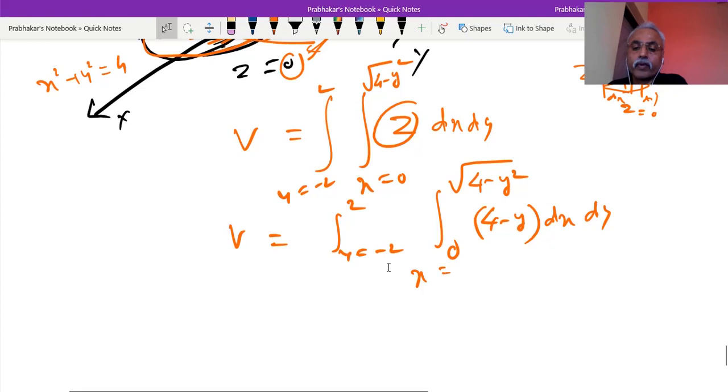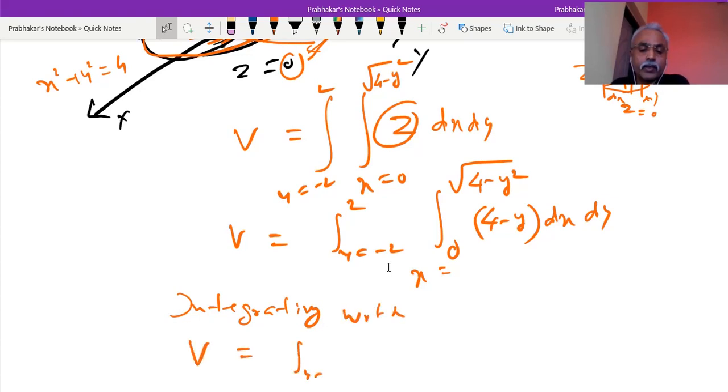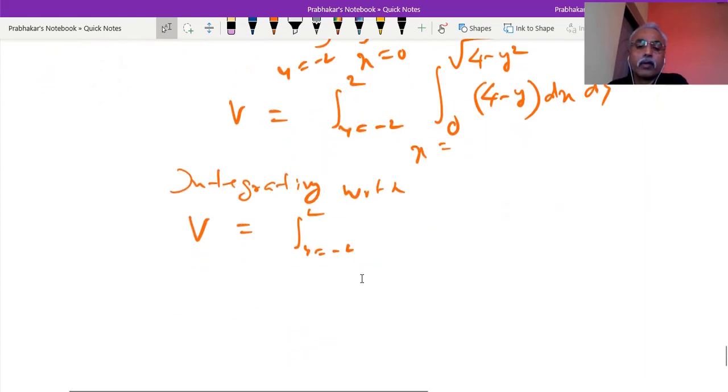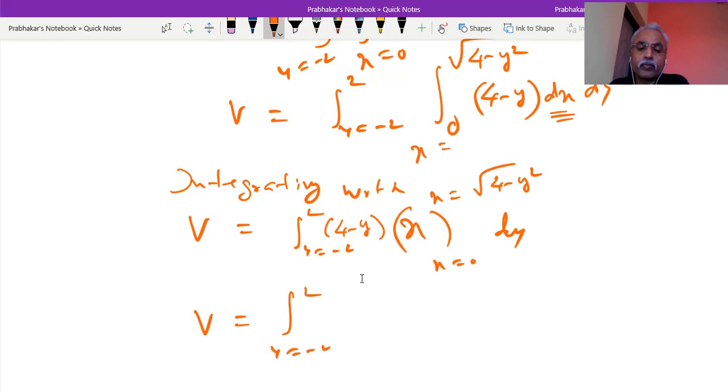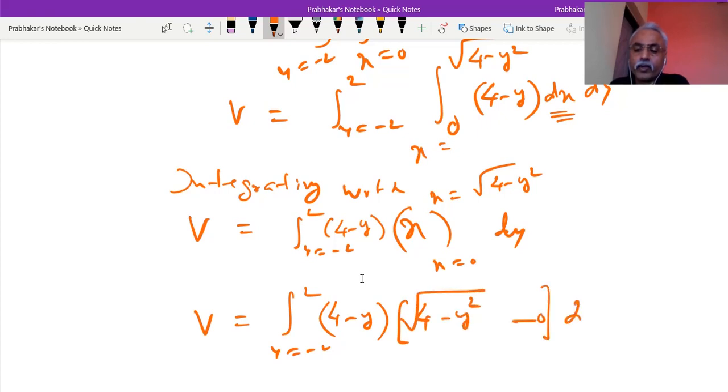This is the limit of x. So I write integrating with respect to x, volume is the integral over y of 4 minus y, dy as it is, because only the dx part has to be integrated. The integral of dx is x, with x from 0 to square root of 4 minus y square. Substituting, we get y from minus 2 to plus 2 of 4 minus y times upper limit square root of 4 minus y square minus lower limit 0, with respect to y.